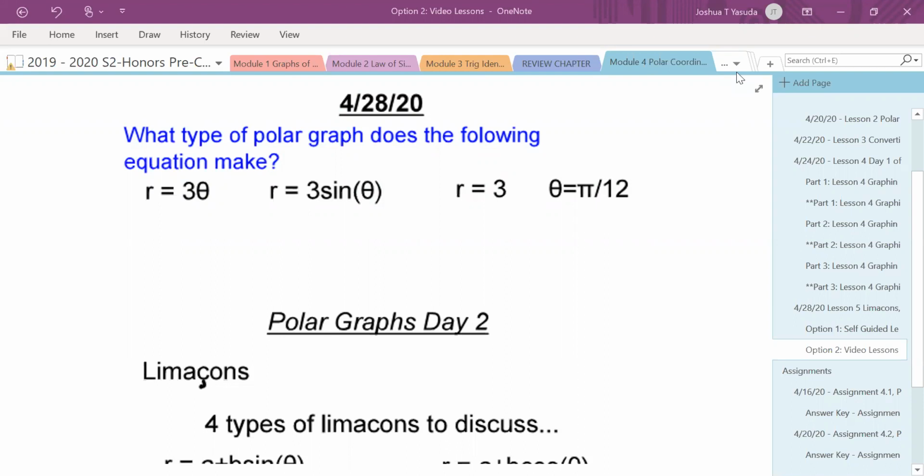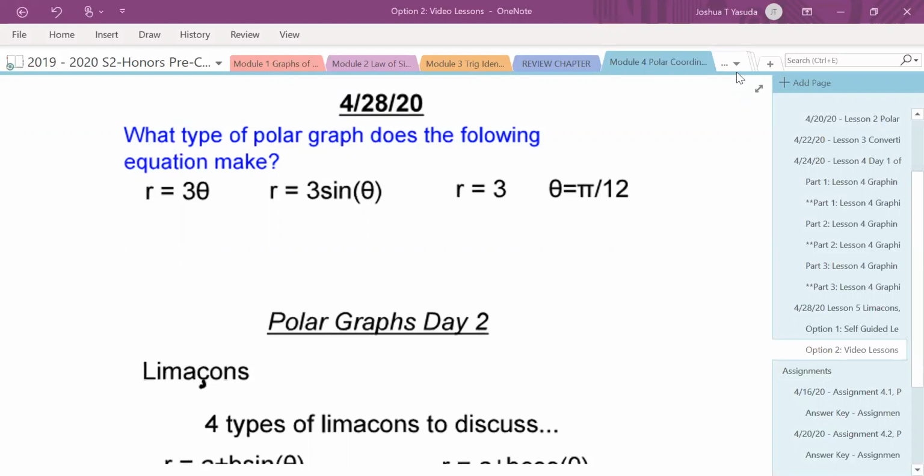So it's going to cover four different types of what are called limacons. Before we get started, if you want to do a quick review, I don't have everything up on here, but just thought I would throw it out there. What type of polar graph does the following equation make? If you want to run through and just name them, you can hit pause while you do that, and then hit play and see if you got it right. We just want to keep our vocabulary up.